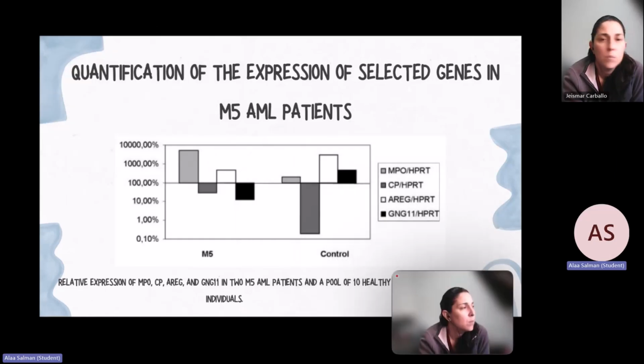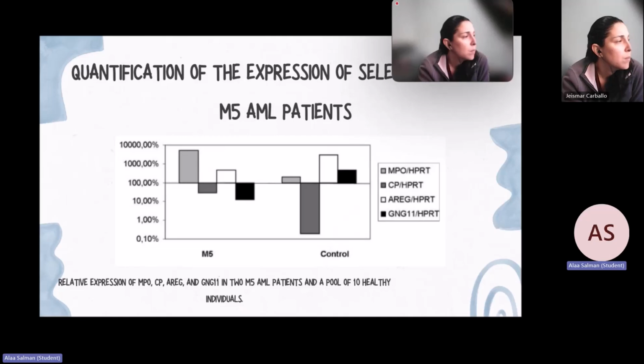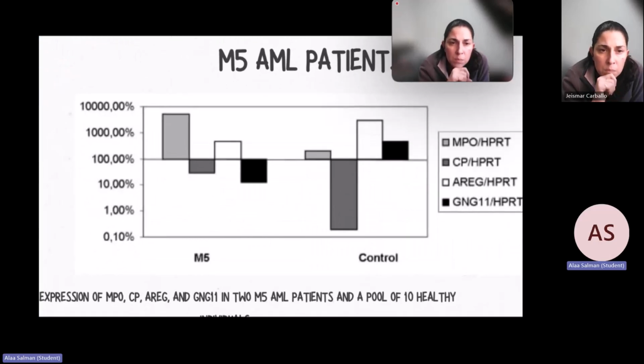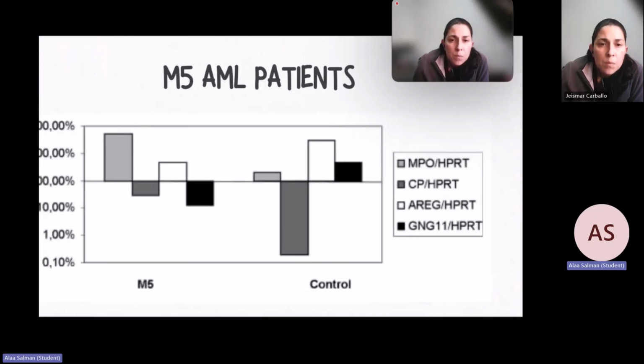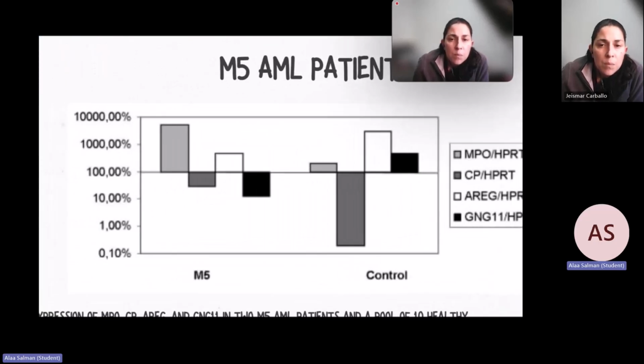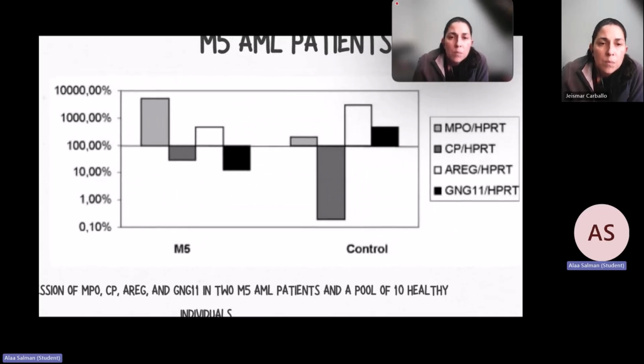So starting off, this image is about the quantification of the expression of selected genes in M5 AML patients. It shows the relative expression of MPO, CP, AREG, and GNG11 in 2 M5 AML patients and a pool of 10 healthy individuals. As we can see, the expression of MPO and CP is upregulated in M5 AML patients compared to the control healthy individuals. Meanwhile, the expression of GNG11 and AREG was downregulated, and this is very clear in the pictures. As we can see in the M5, CP and MPO were upregulated, while AREG and GNG11 were downregulated.